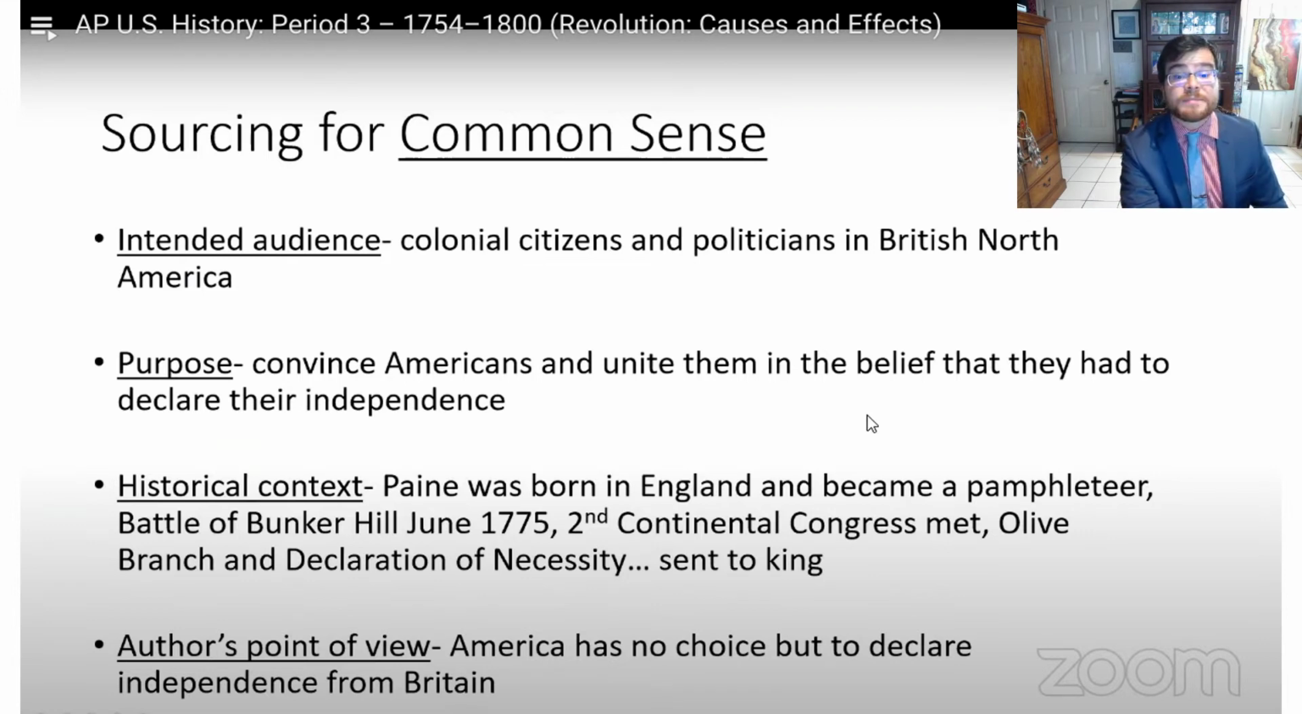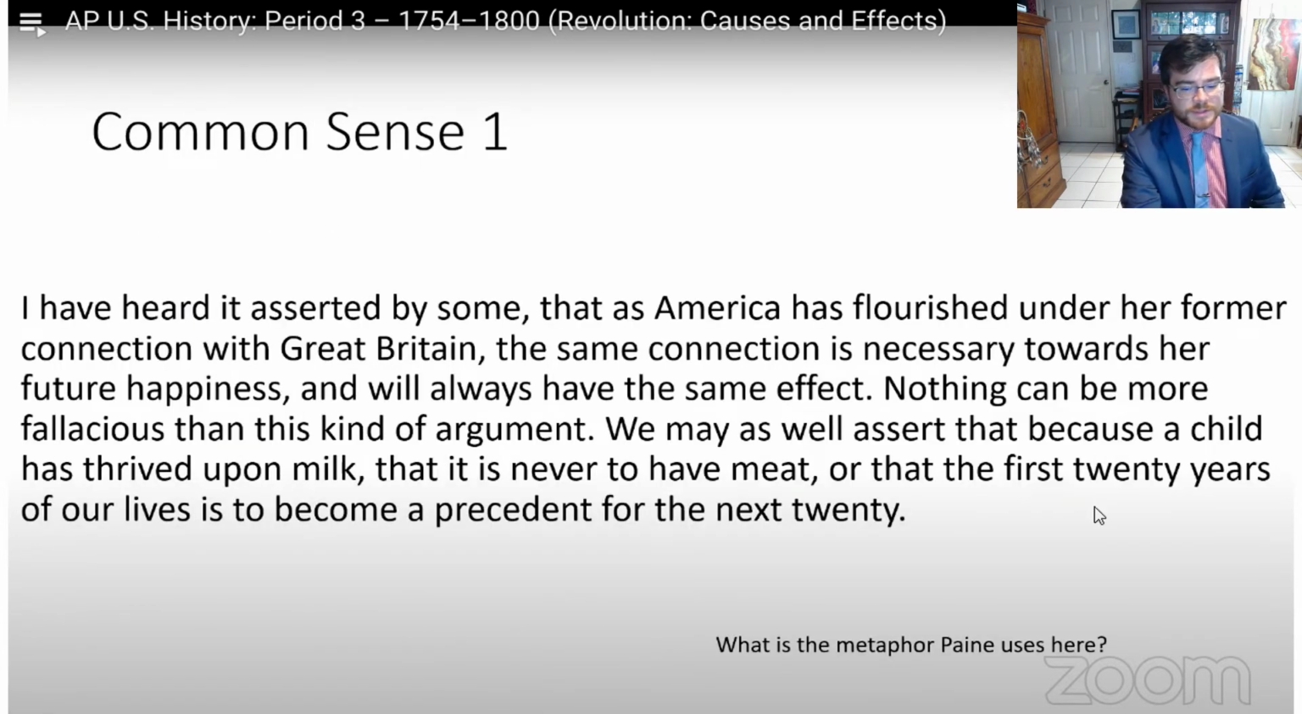Let's make it official. Okay, so let's take 30 seconds to read this segment. And what is the metaphor Paine uses here? Okay, hey Google, 30 seconds on the clock. Okay, 30 seconds. Starting now.